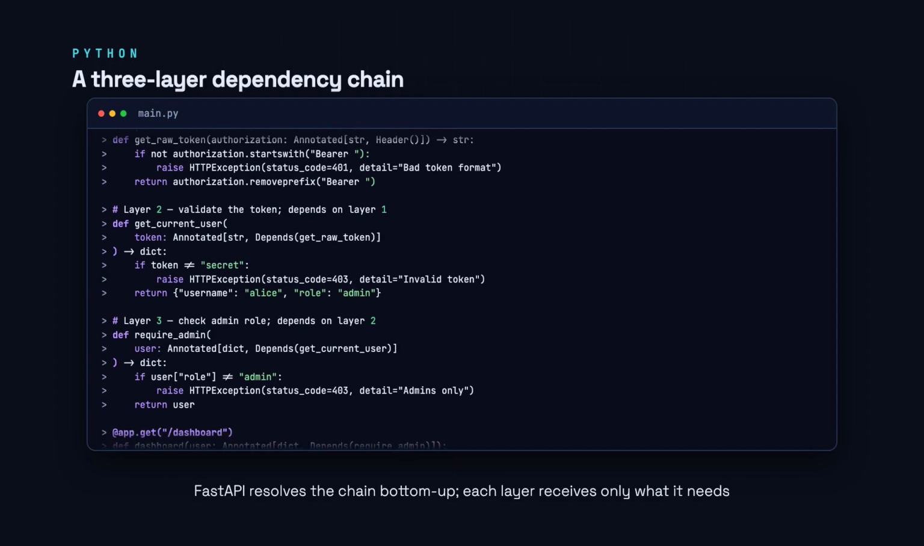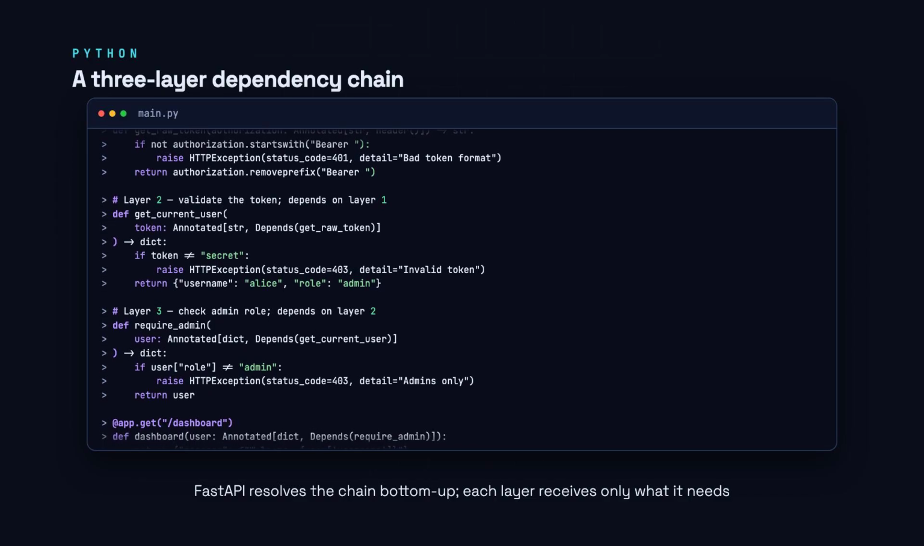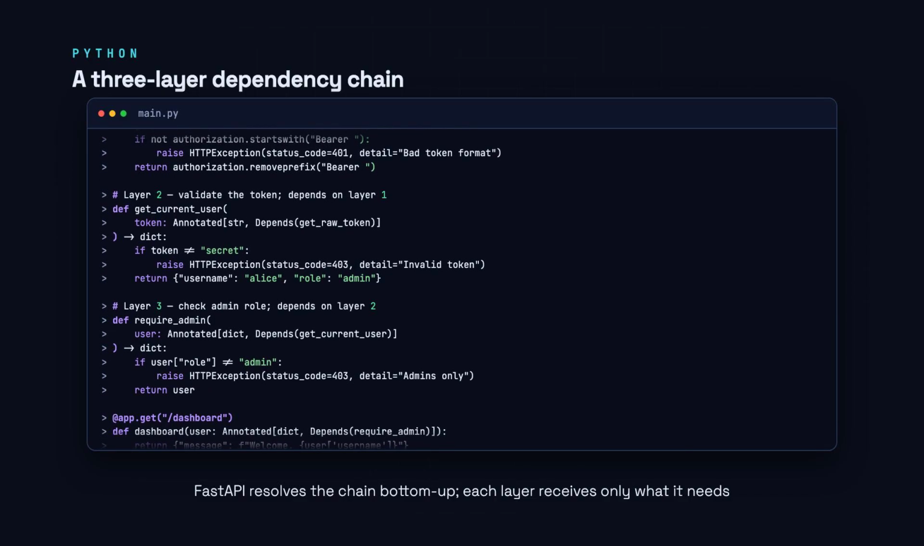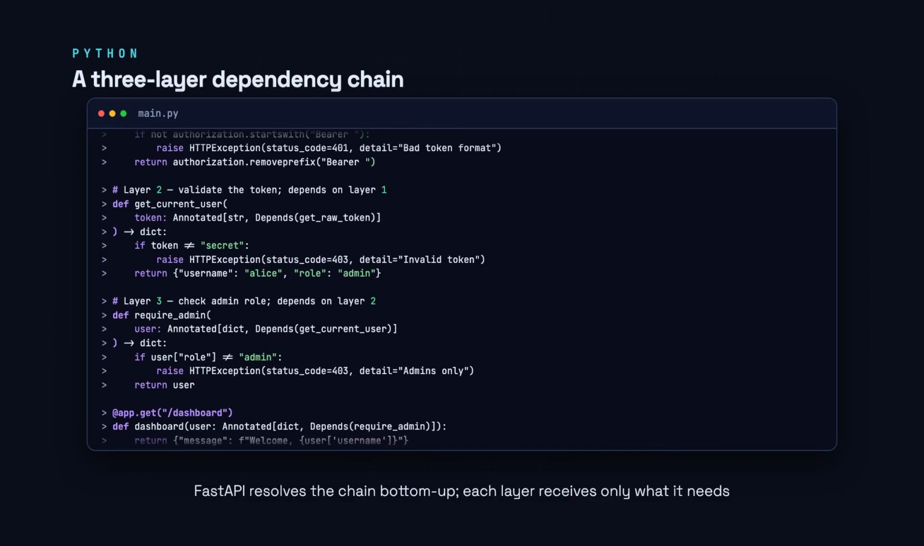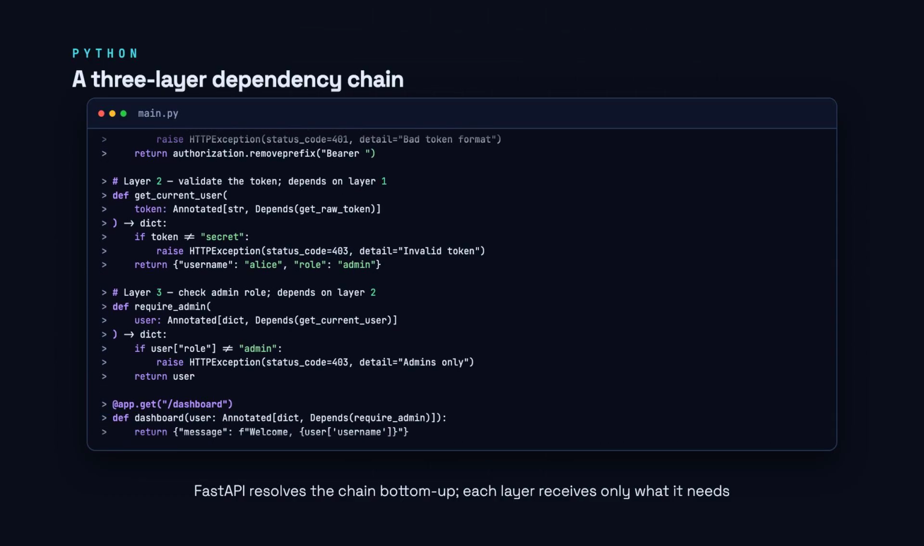The third function, require_admin, similarly depends on get_current_user and enforces the role. Finally, the path operation at /dashboard depends only on require_admin. It never mentions headers or token passing directly. FastAPI resolves the full chain on every request, calling each function exactly once.